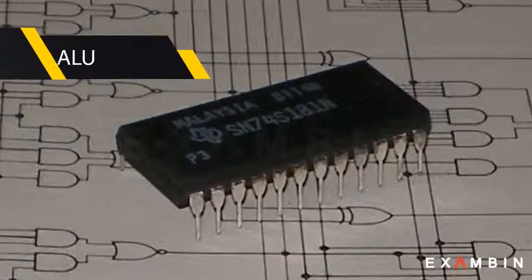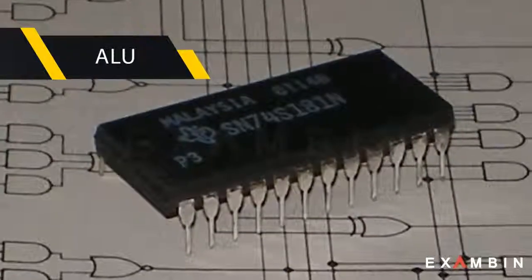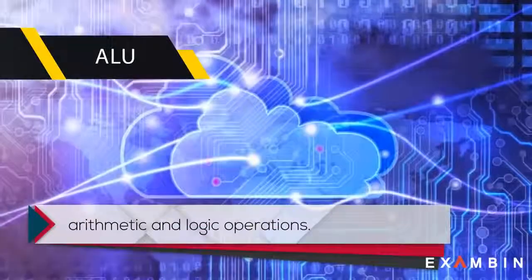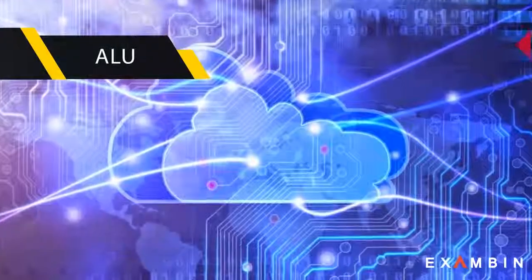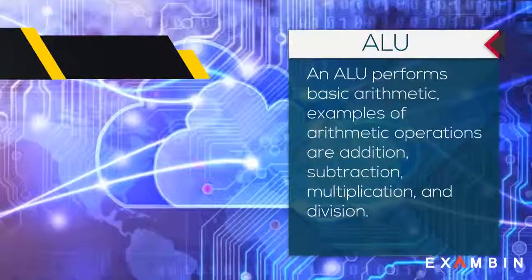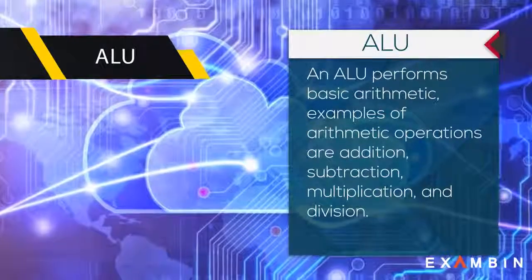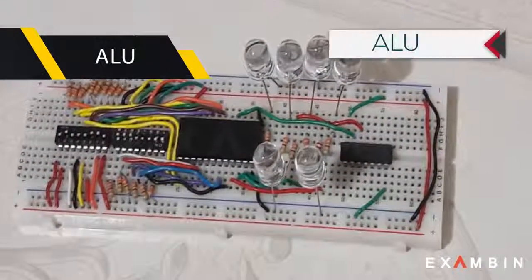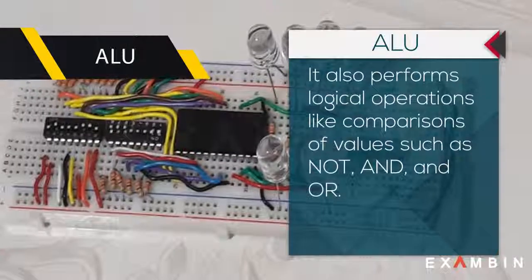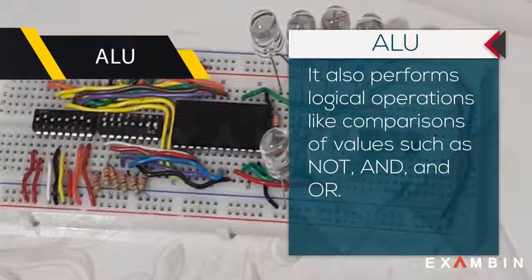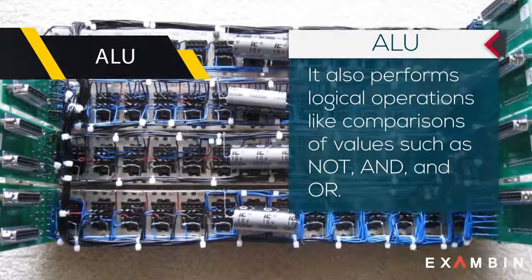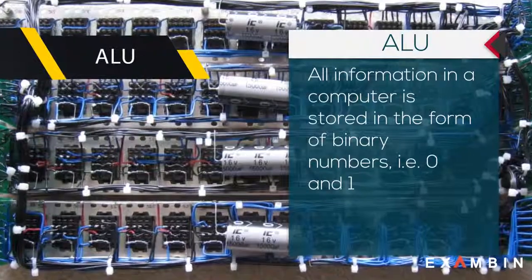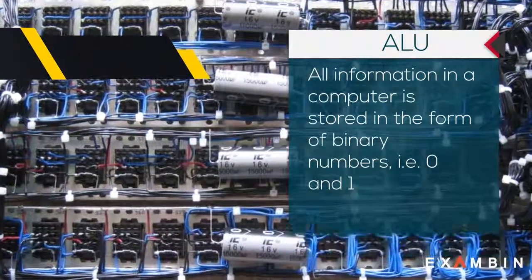So let us know some basic information about arithmetic logic unit. This is the part of the CPU system that carries out arithmetic and logic operations. An ALU performs basic arithmetic. Examples of arithmetic operations are addition, subtraction, multiplication and division. It also performs logical operations like comparisons of values such as NOT and OR. All information in a computer is stored in the binary form, that is 0 and 1.